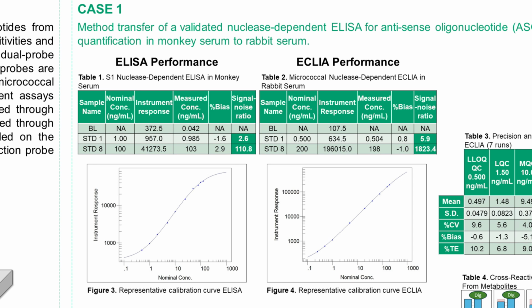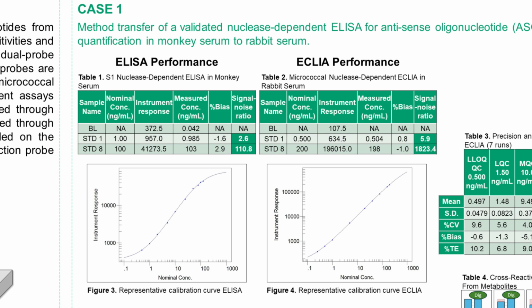As seen from Table 1 and Figure 3, the method in monkey serum has a sensitivity, that is a lower limit of quantitation, at 1 nanogram per ml with a signal-to-noise of about 2.6-fold at that level. With an upper limit of quantitation at 100 nanogram per ml, the dynamic range of the method is 100-fold, and the signal-to-noise ratio at the upper end is approximately 110-fold. The method performed poorly upon a preliminary transfer into rabbit serum with a lower signal-to-noise ratio.